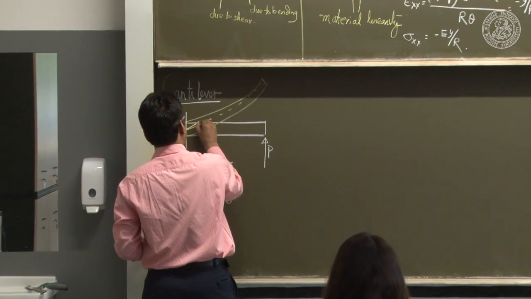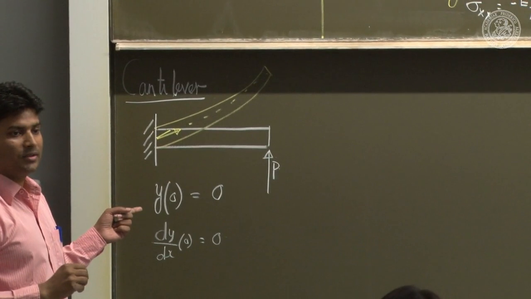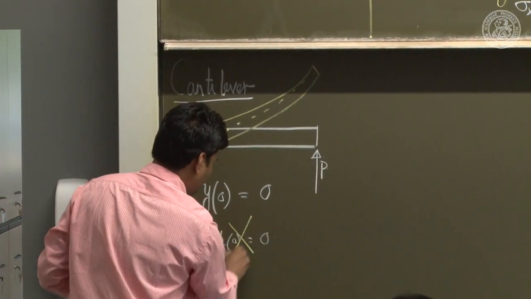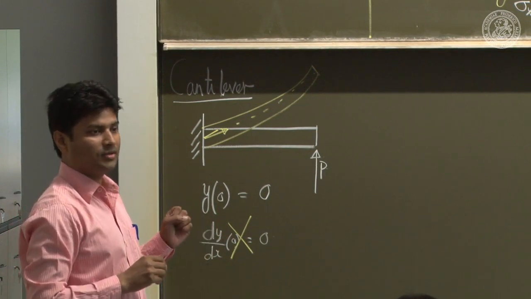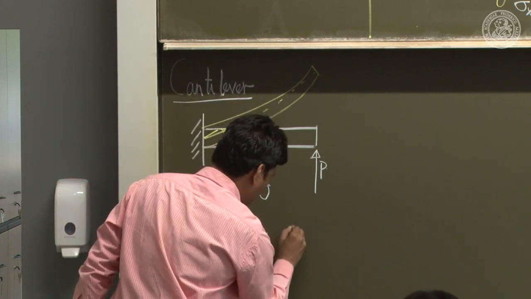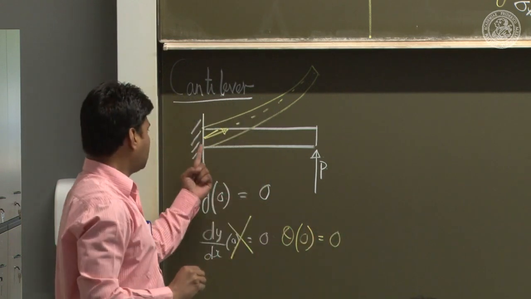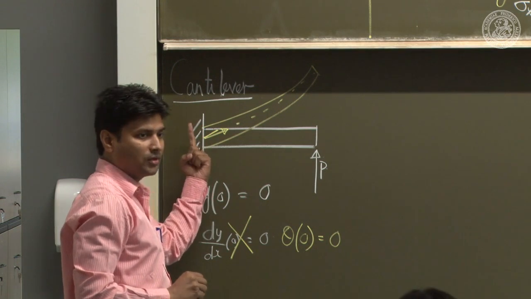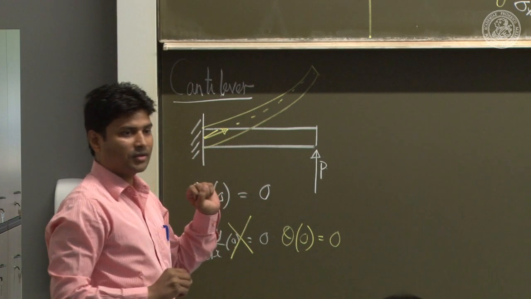So that's a slope, you see, because we are now allowing for shear. So this is not correct. This is what differentiates Timoshenko from Euler. Instead of this, we want to have theta of 0 equal to 0, because theta is the cross-section rotation, and you see the whole cross-section is clamped. It can't rotate. So this is correct.